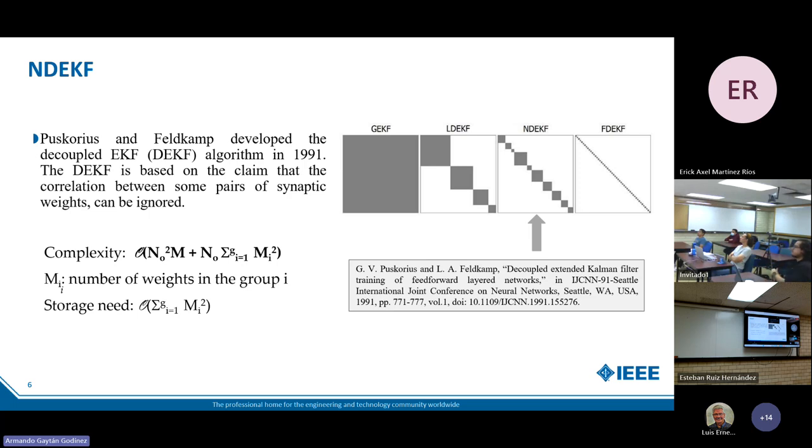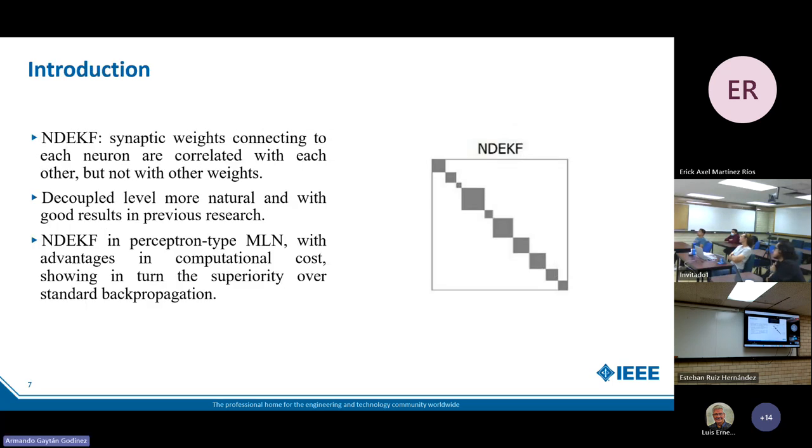The decoupling by neurons is our interest. The decoupling by nodes, or decoupling by neurons, assumes that the synaptic weights that connect to each neuron are correlated with each other, but not with the weights that connect to other neurons. This level of decoupling seems to be the most natural level of decoupling and a good balance between complexity and performance. In early experiments with multilayer perceptron neural networks, this algorithm demonstrated higher accuracy than backpropagation and faster convergence, considering the number of iterations.